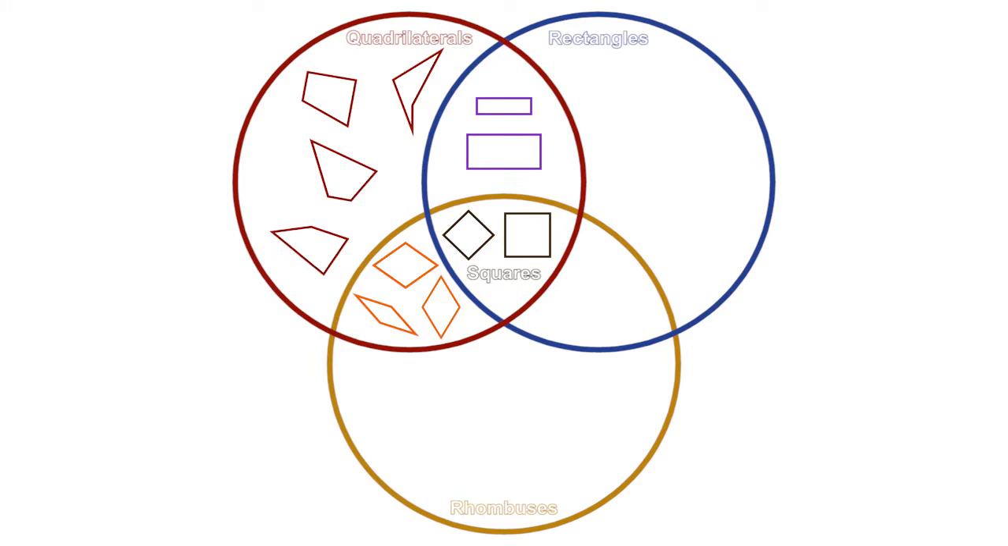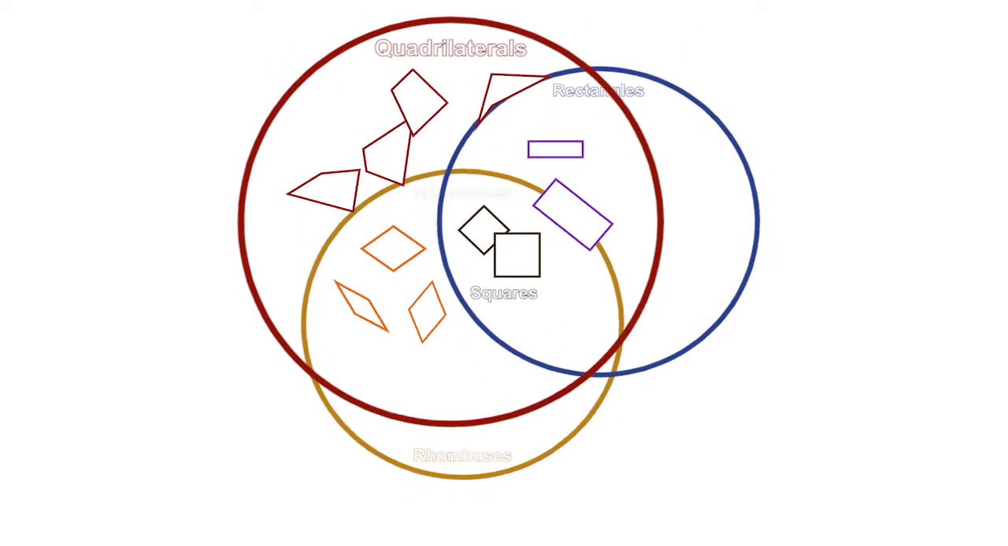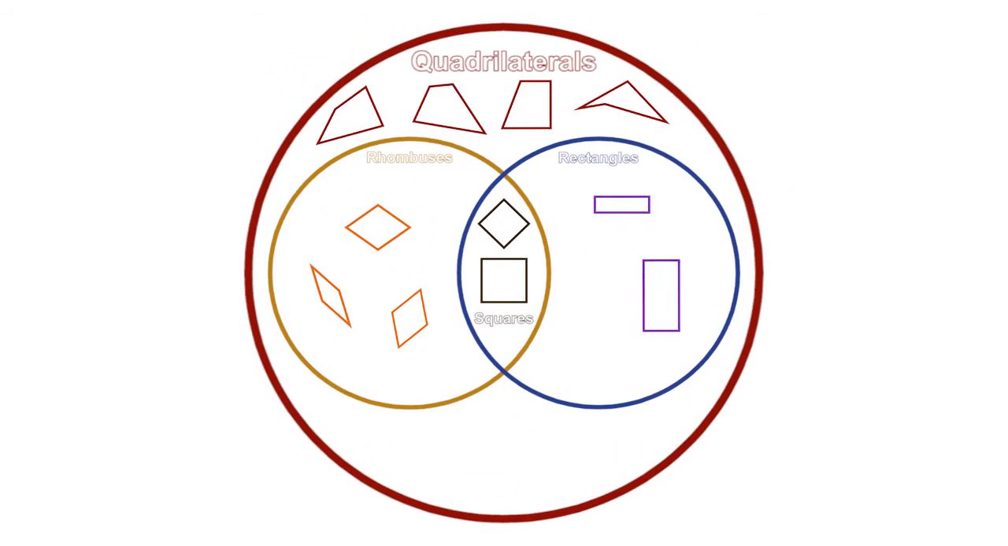The Venn diagram could be redrawn using concentric circles. The quadrilaterals will be the outermost circle. The rhombus circle will overlap the rectangle circle. Where they overlap will be labeled squares.